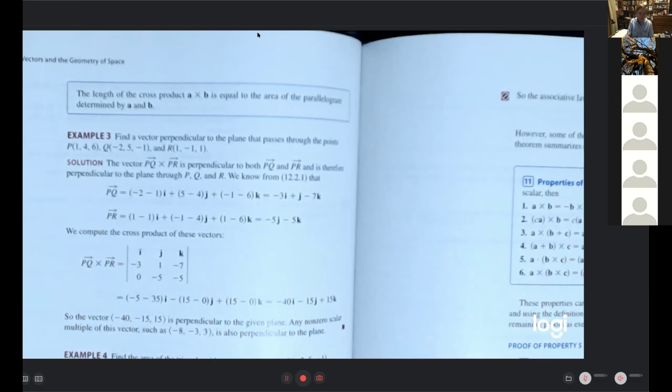Notice, once you know this, you don't need to know what the angle is. You just need to know the length and direction of the two vectors that make up the parallelogram.